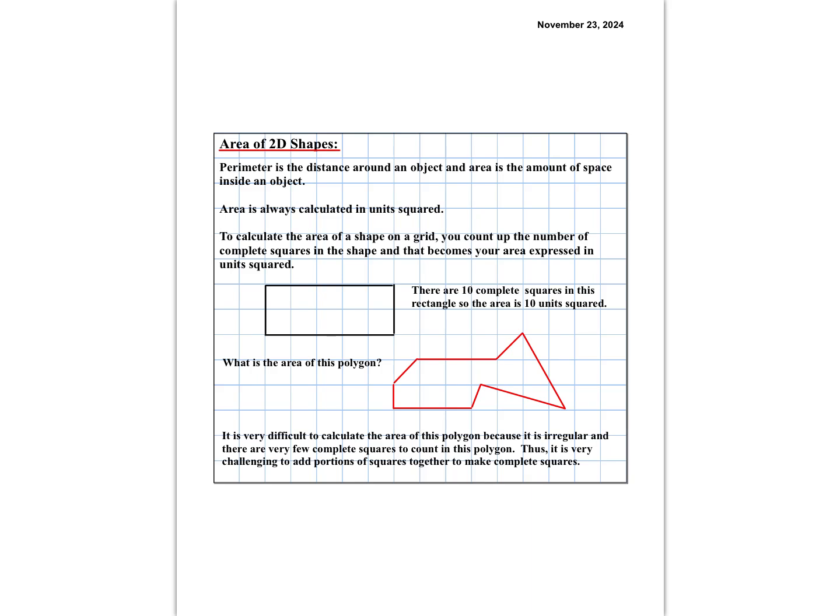Hello students, today I'd like to work with you on calculating the area of 2D shapes. We know that perimeter is the distance around an object and area is the amount of space inside an object. Area is always calculated in units squared.